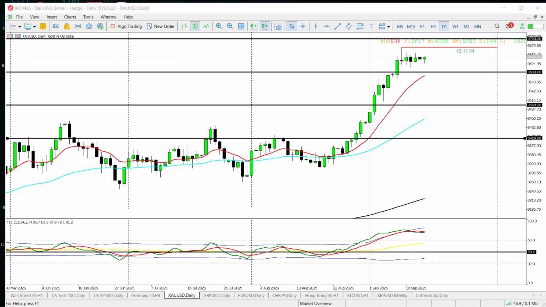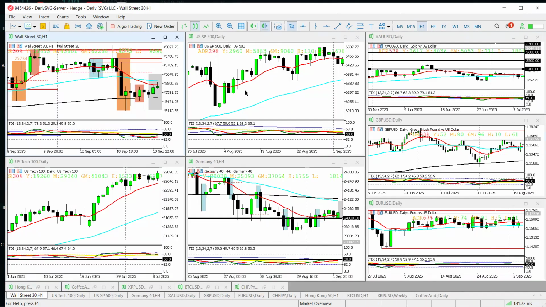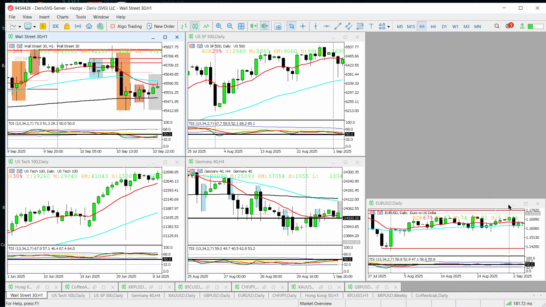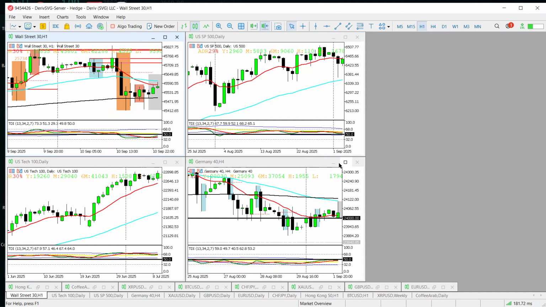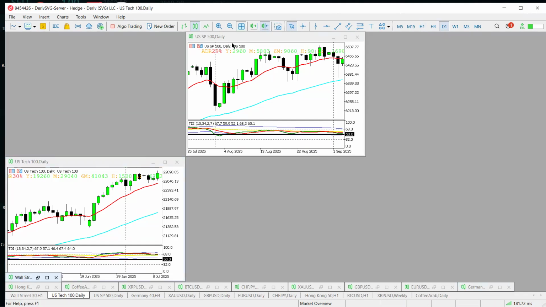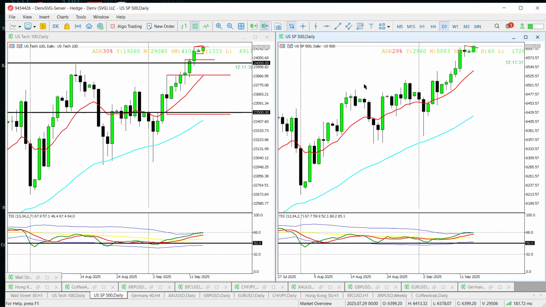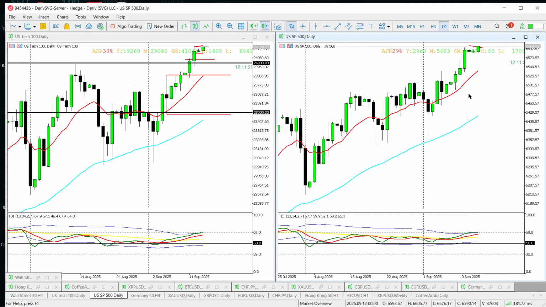Then looking at GU, EU, and Nasdaq and S&P 500, we're going to check SMT divergence. So we're just going to minimize the other charts which we don't need. Okay, we're going to start with Nasdaq. So Nasdaq again on the daily, we've been bullish. As you see, same applies to S&P 500. We've been bullish. So if I'm going to take a trade, what am I looking for?